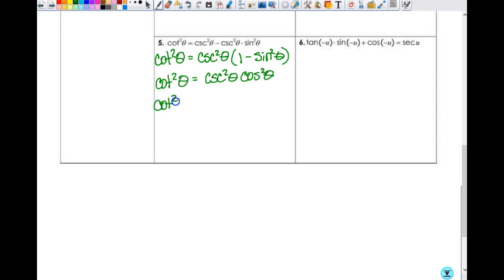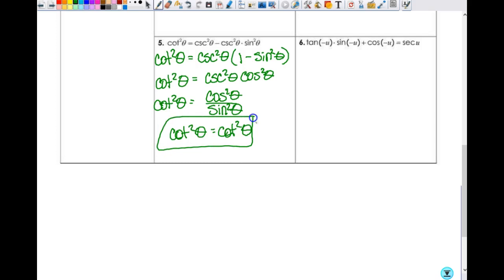So I'm going to rewrite cotangent squared theta. And then what could I replace cosecant with? 1 over sine. So this becomes cosine squared theta over sine squared theta. And then what's cosine squared over sine squared? Cotangent squared. So cotangent squared theta equals cotangent squared theta, and you are done.